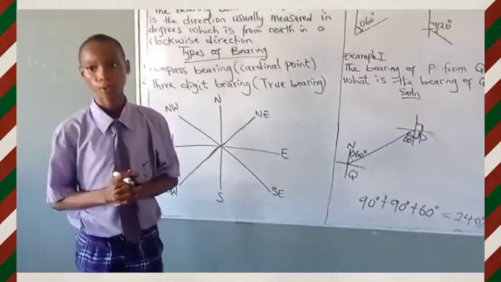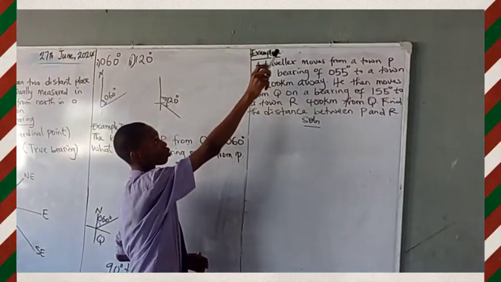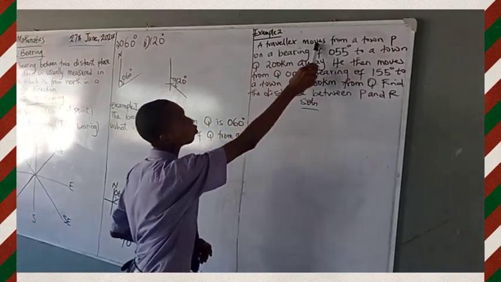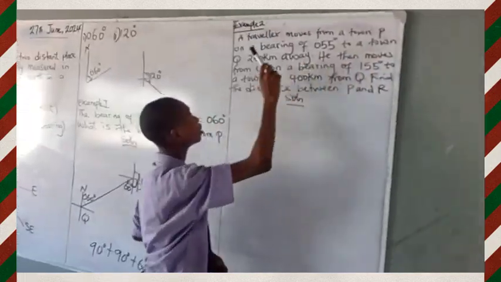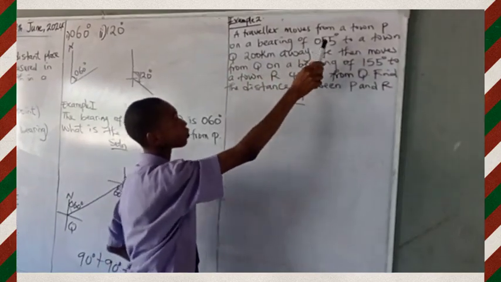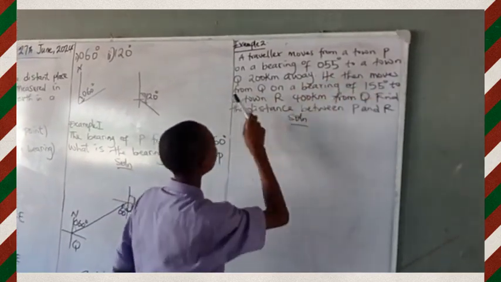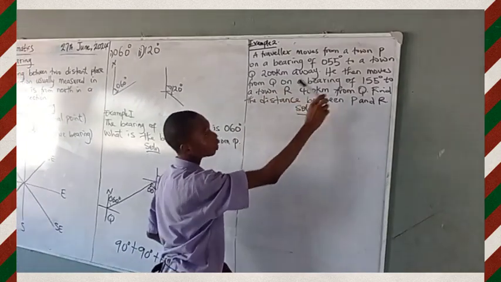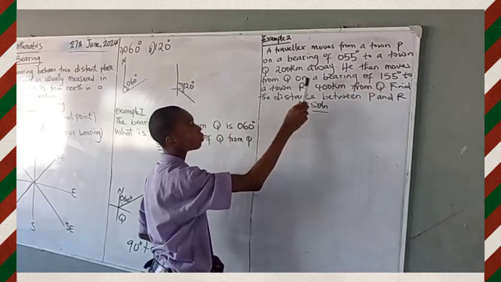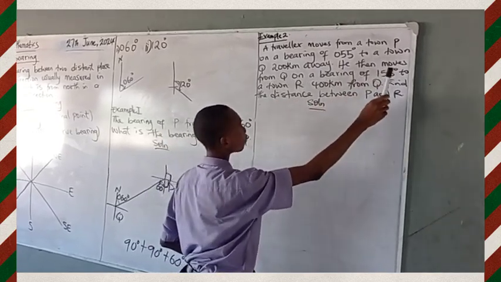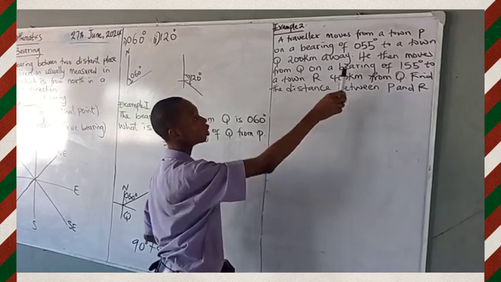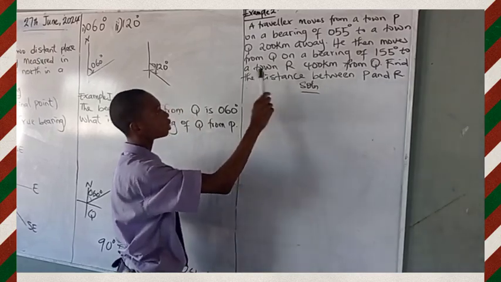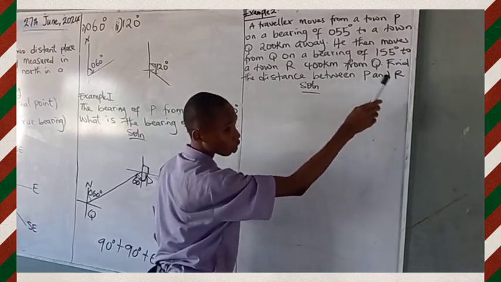Yes, sir. Move to the second example, example 2. The example is stated as thus. A traveler moved from a town P on a bearing of 055 degrees to a town Q 200 kilometers away. He then moves from Q on a bearing of 155 degrees to a town R 400 kilometers from Q. Now, find the distance between P and R.